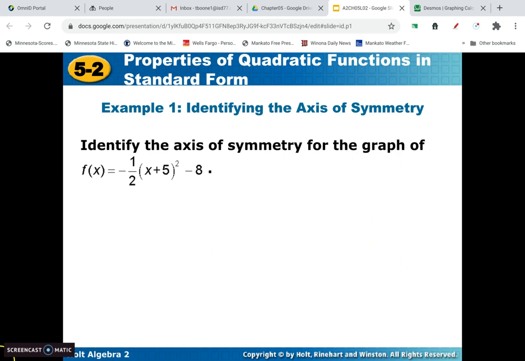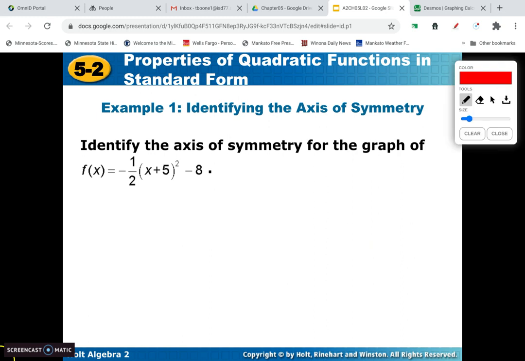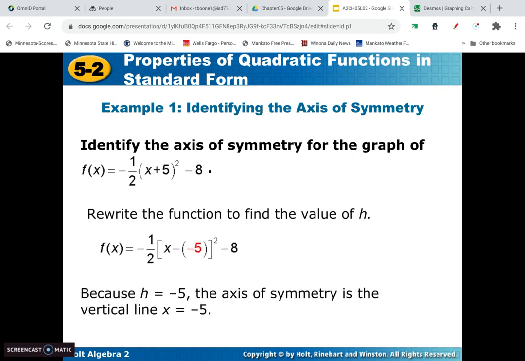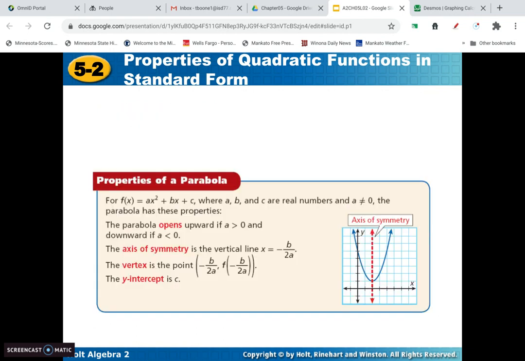All right, so if we're looking for the axis of symmetry for this graph, we really just pay attention to this part right here. So again, what that would do is move it left 5. So the axis of symmetry is just going to be x equals negative 5. So that's a slick way of doing it if it's in that form. It gives you the axis of symmetry.